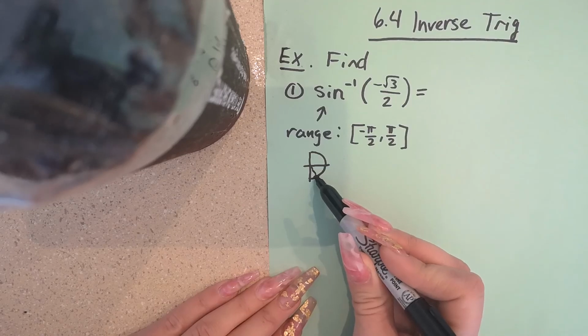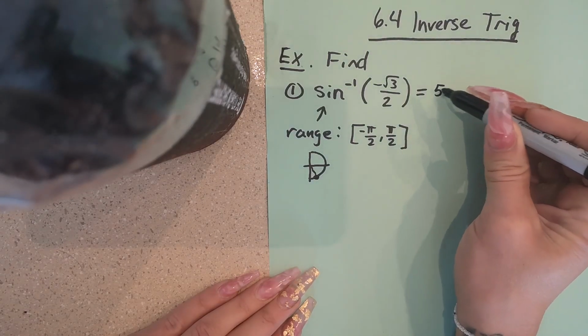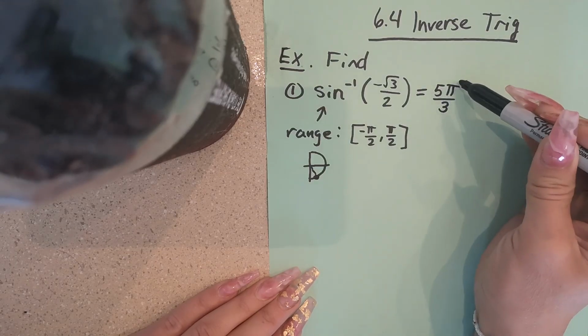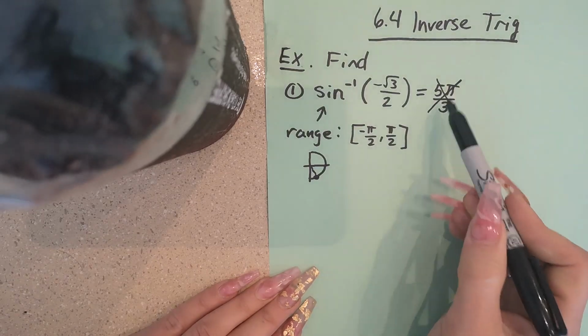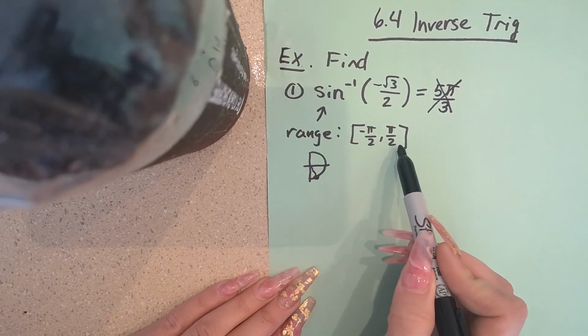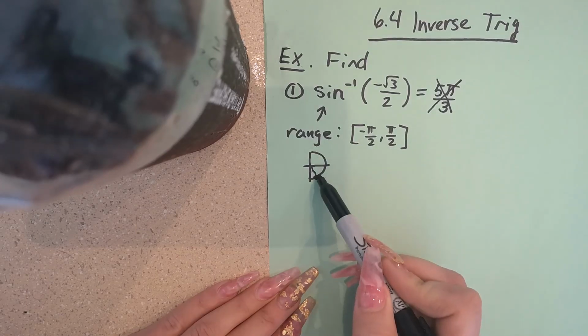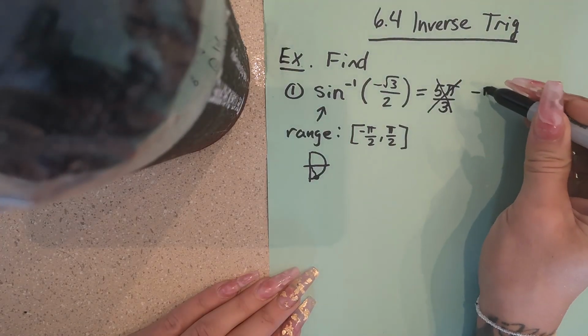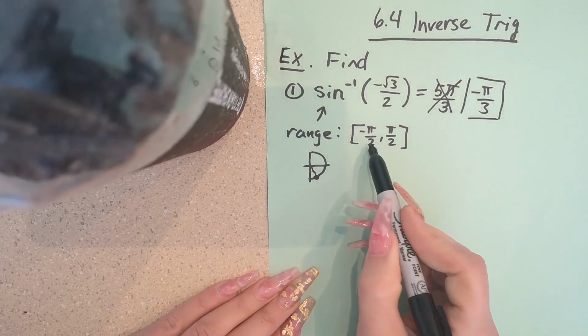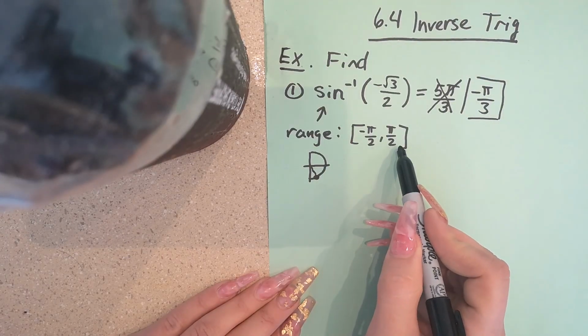Now remember, I would not want to write the answer in this context as 5 pi over 3 because 5/3 is not in between negative a half and a half. Instead, I would write negative pi thirds because negative a third is in between negative a half and a half.